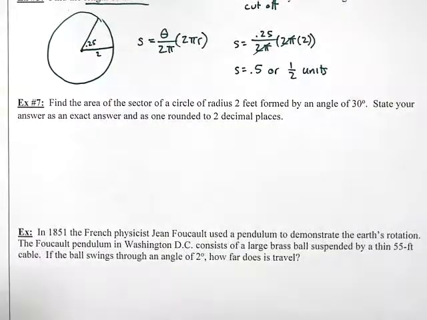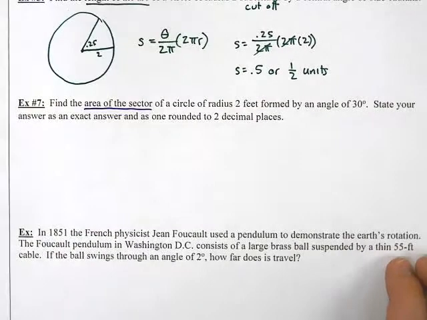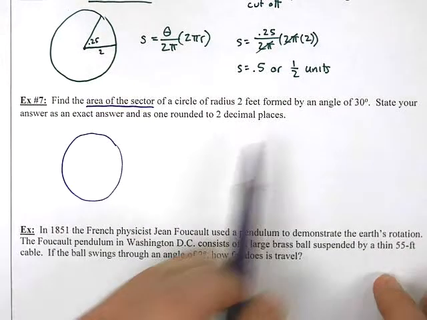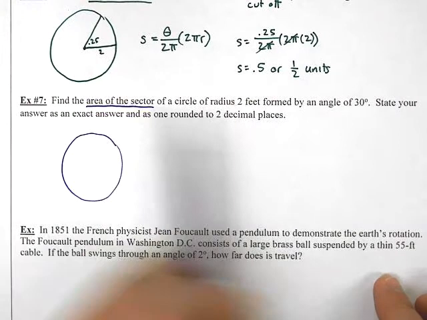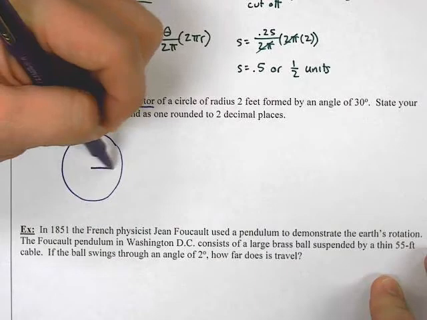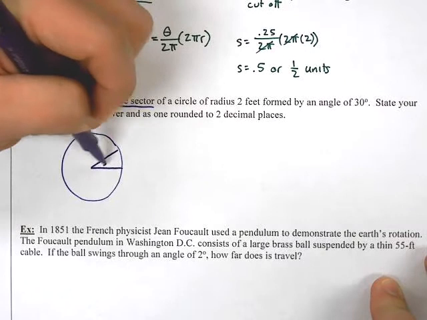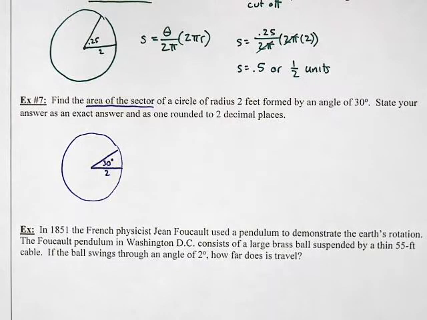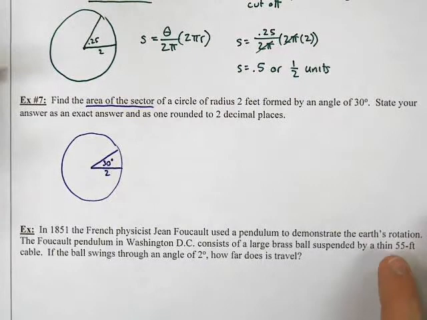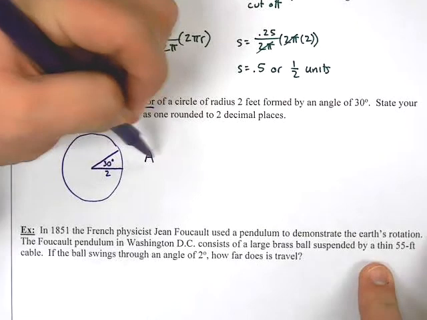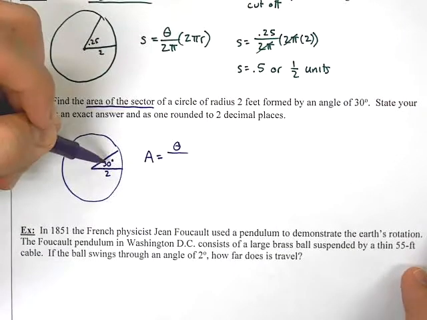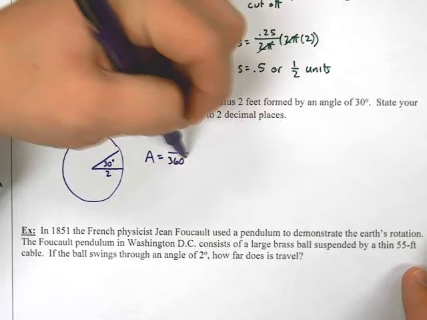Let's take a look. We're looking for the area of a sector, which is good. Again, we're in a circle, so I'm going to draw a circle. This time, I know that the area is formed by an angle of 30 degrees, so I'm going to draw it. Something like that. Doesn't have to be perfect, but do the best you can. 30 degrees, radius of 2. We've got everything we need again. We have to remember we want area of a sector now, so we're talking area. And we're talking theta. In this case, because I was given it in degrees, I'm going to use degrees.